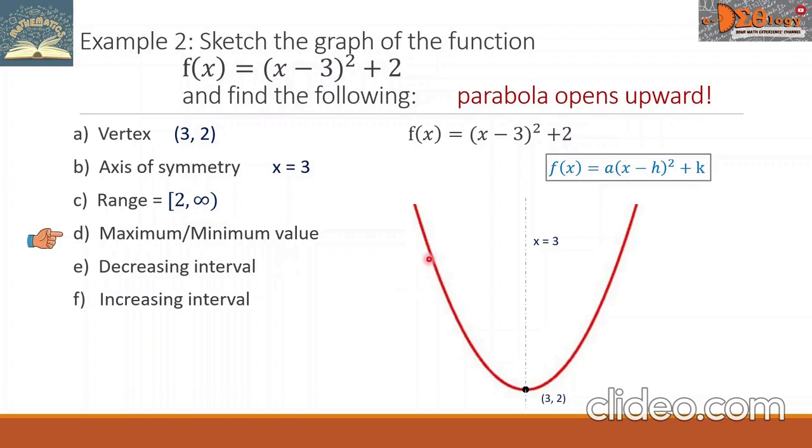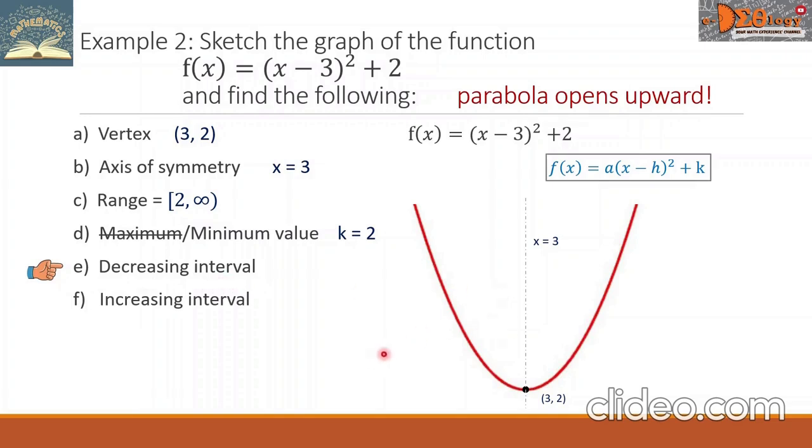Then we go to letter D, maximum or minimum value. Since our parabola opens up, there is no maximum value because this is continuous. What we have here is the minimum value. Minimum value with respect to y. We can see that the lowest point here is the value of k equals 2. This is the answer.